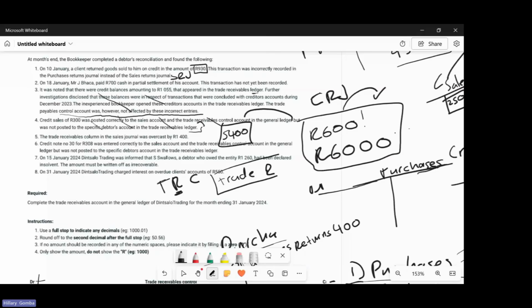But when you're dealing with an undercast, it's the opposite: if instead of recording 6,000, we mistakenly record 600, then the remaining 5.4 we still record in the cash receipts journal, because it's money that we're supposed to show that we received. Do you understand? Any questions?